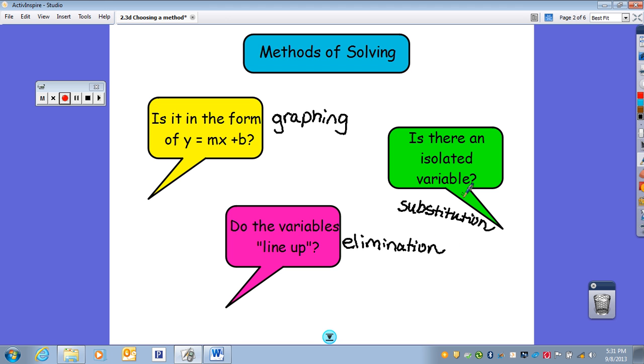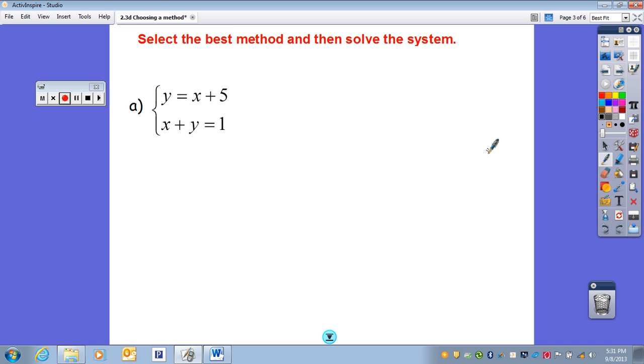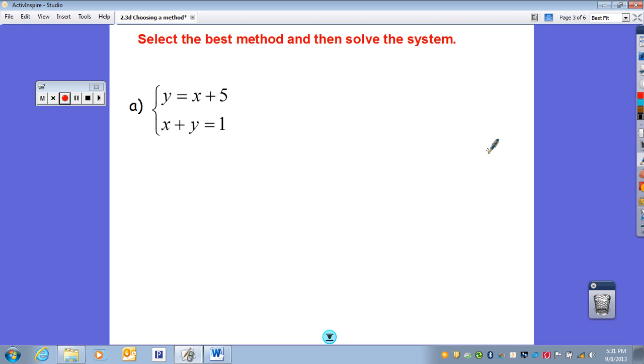Let's take a look at our first example and see if we can make a decision of how we want to solve. We have y equals x plus 5 and x plus y equals 1. Notice that I have one equation that is solved for one variable, so we might want to use substitution to solve this system.